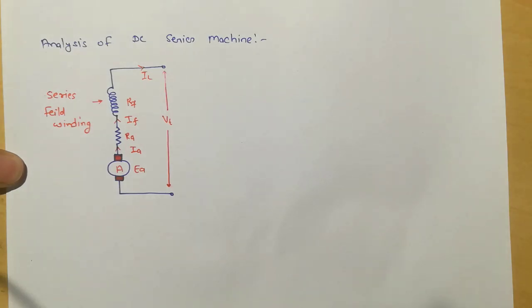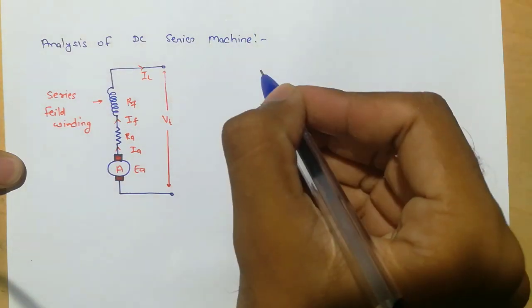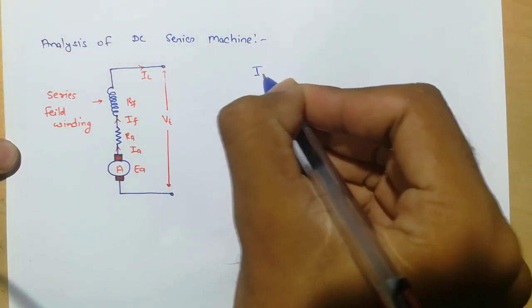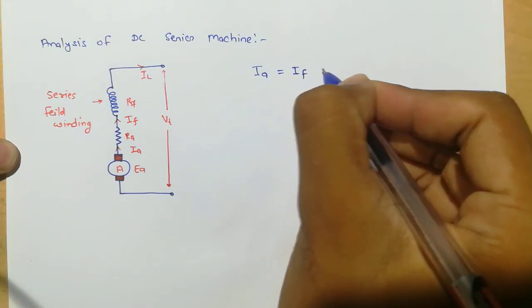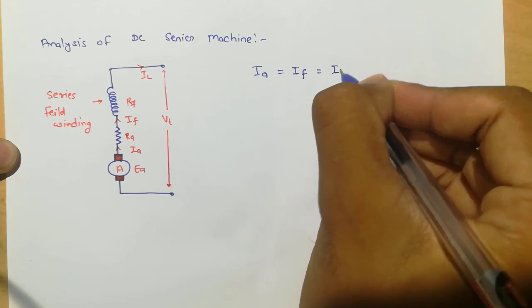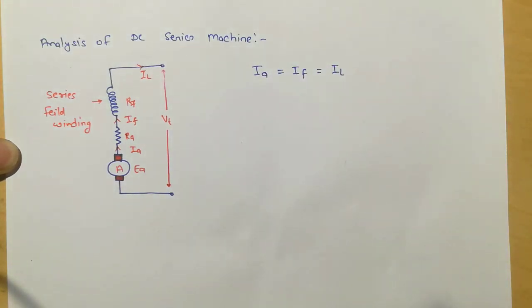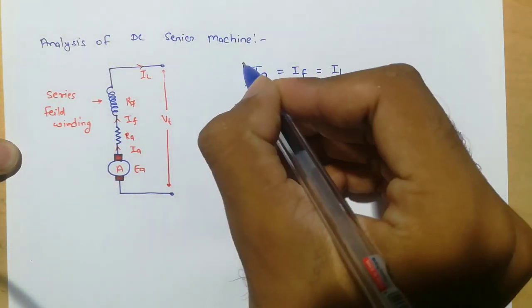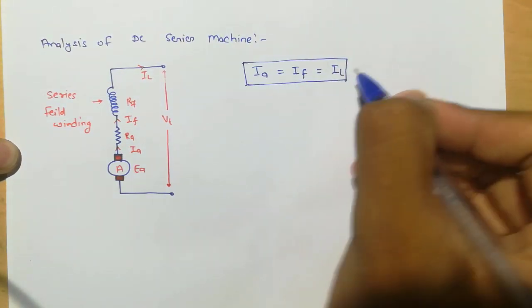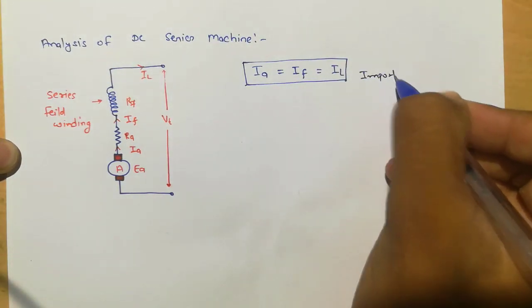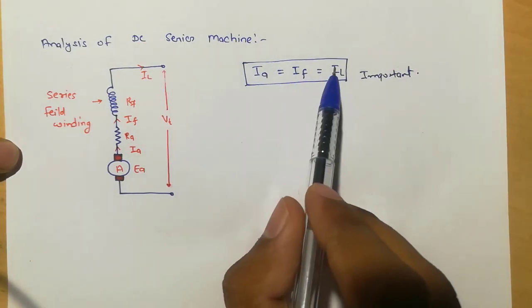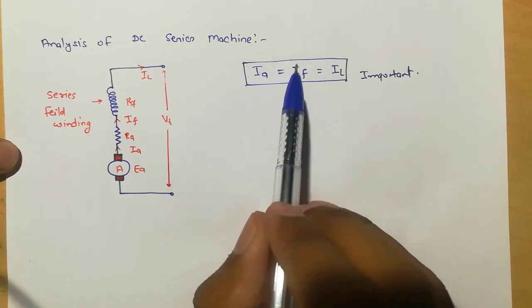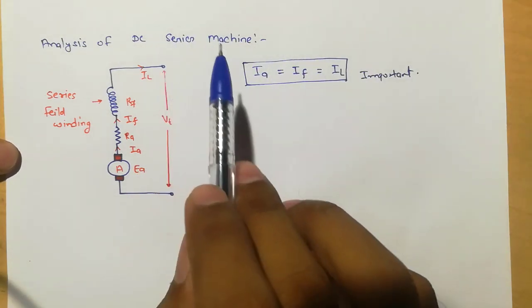Okay, so in the analysis, first of all we get the first equation: the armature current Ia is equal to the field current If, which is equal to the load current IL. This is the most important case in this machine. Armature current, field current and load current, all the currents are equal in the DC series machine.